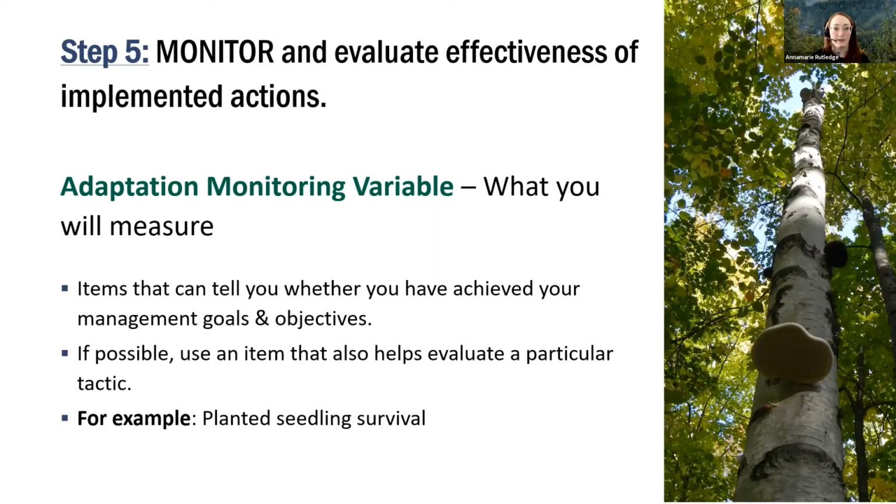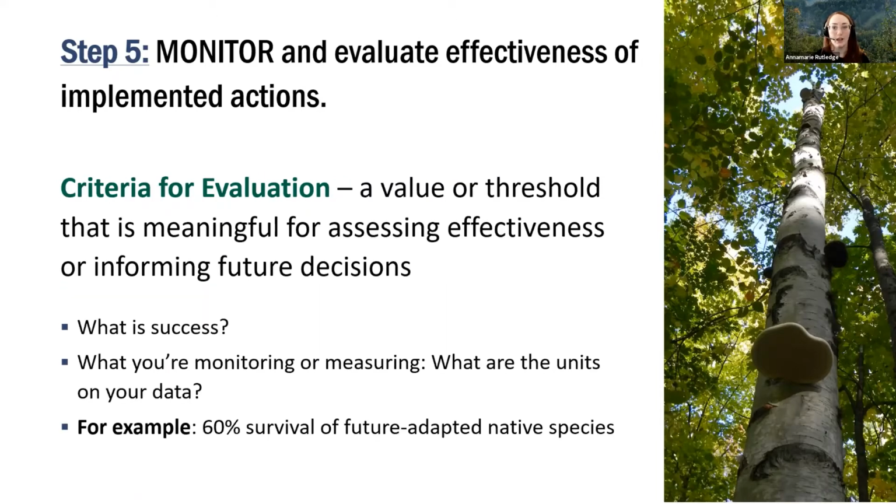So for example, if your tactic is to underplant with future adapted species that are suitable for your system, you may choose to monitor the survival rate of those particular seedlings. And this may be different from your standard surveys in that you are monitoring at a higher density or more frequently than usual. You will then identify a value or a threshold that is meaningful for this monitoring item.